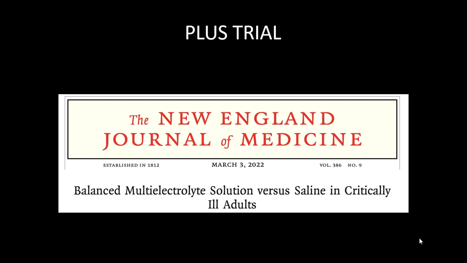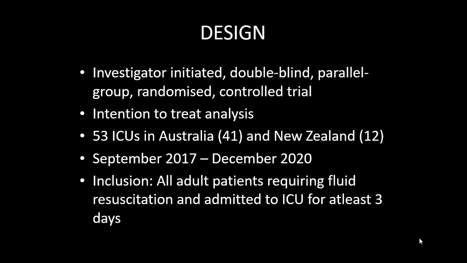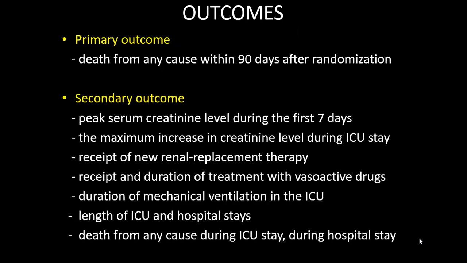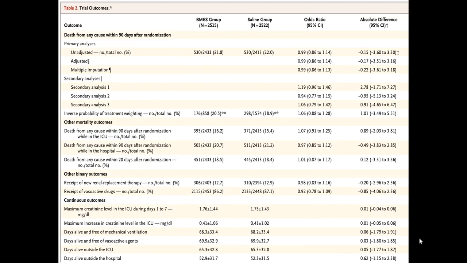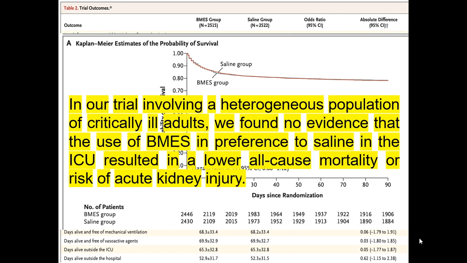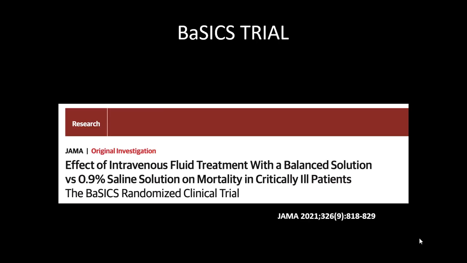Then the PLUS trial, a recent 2022 trial, again looked at the role of balanced crystalloid solution in the ICU. 53 ICUs in Australia and New Zealand enrolled in this, and they compared Plasma-Lyte versus 0.9% saline. The primary outcome was death, and the secondary outcome was renal failure days. What they found was that it did not make any difference to death at 90 days whether balanced salt solution or any other solution was used, and the incidence was more or less similar. It was a heterogeneous population of critically ill patients. We found no evidence that the use of balanced multi-electrolyte solution in preference to saline in ICU resulted in lower all-cause mortality or risk of acute kidney injury.